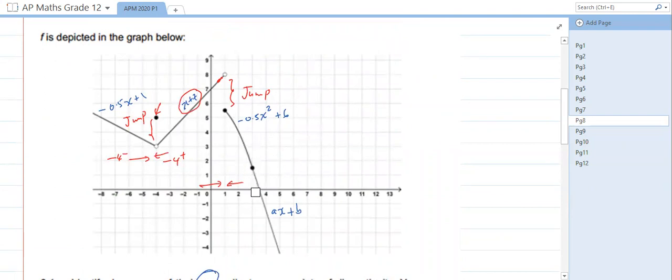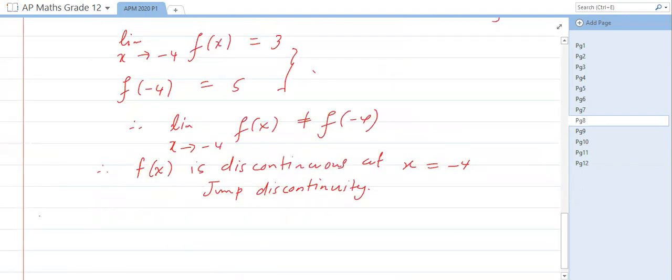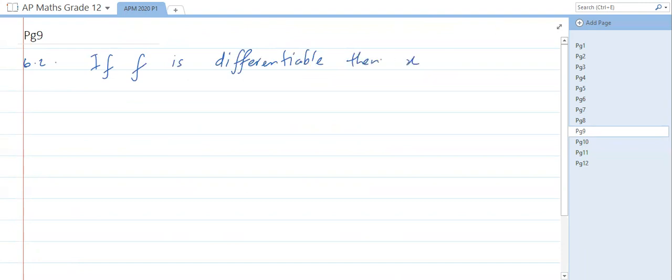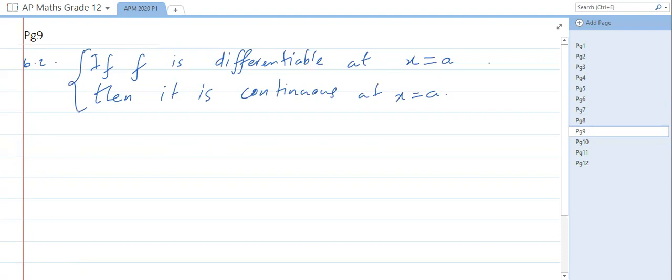At x is equal to 3 here. So what we know, the rule, looking at 6.2, is if f is differentiable at x is equal to a, then it is continuous at the same point, at x is equal to a. So keeping in mind this result, let us look at the continuity part first.